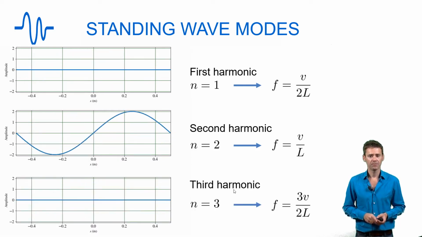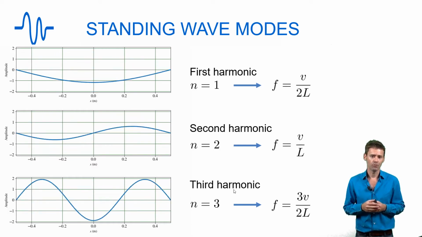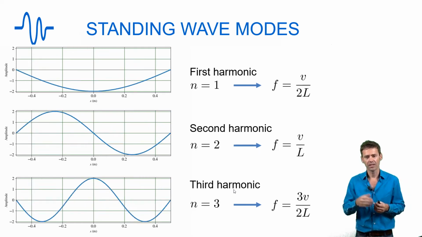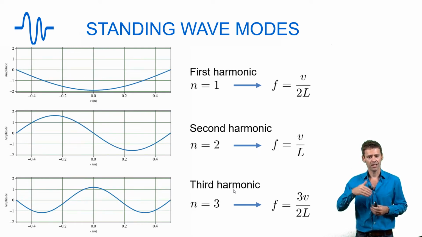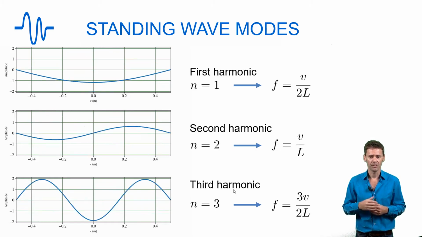The third harmonic is an even higher order harmonic, where now 1.5 wavelengths fit into this length 2L. So again, we can calculate the frequency, and this is again 1.5 times larger than the frequency of the second harmonic.